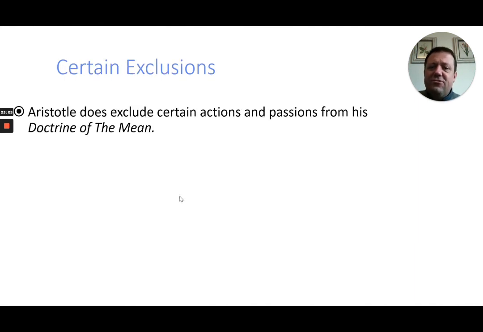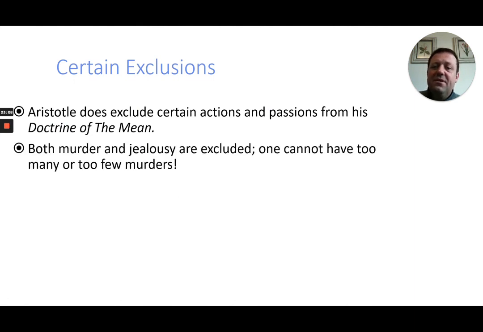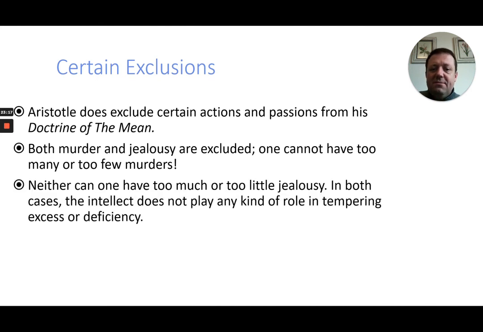Now, Aristotle does exclude certain actions and passions from the doctrine of the mean. He excludes murder and jealousy, because you can't have too many or too few murders, right? It's wrong by definition. Similarly, you can't have too much or too little jealousy. In both cases, the intellect does not play any kind of role in tempering excess or deficiency, because jealousy is an excess, and murder is an excess. So there's no right amount of those things.